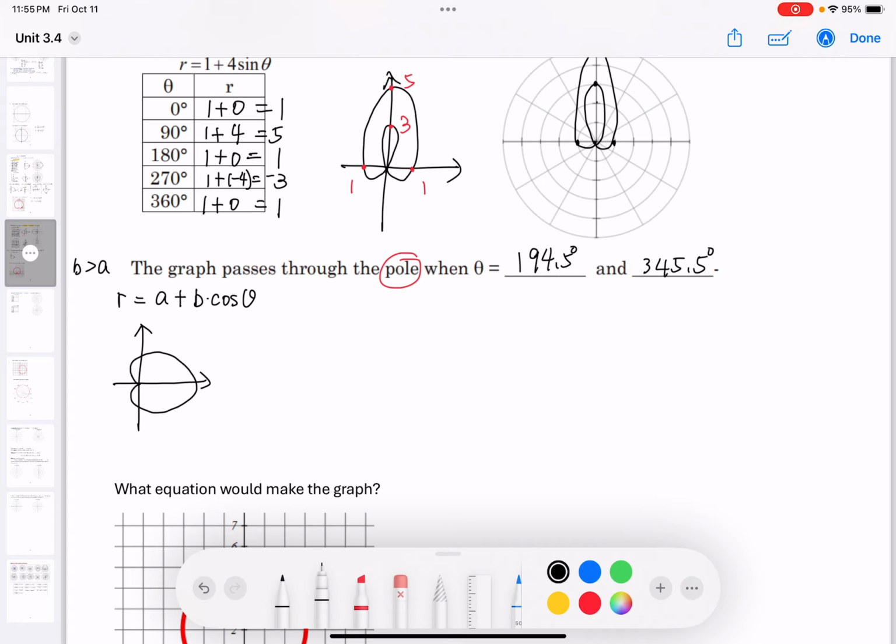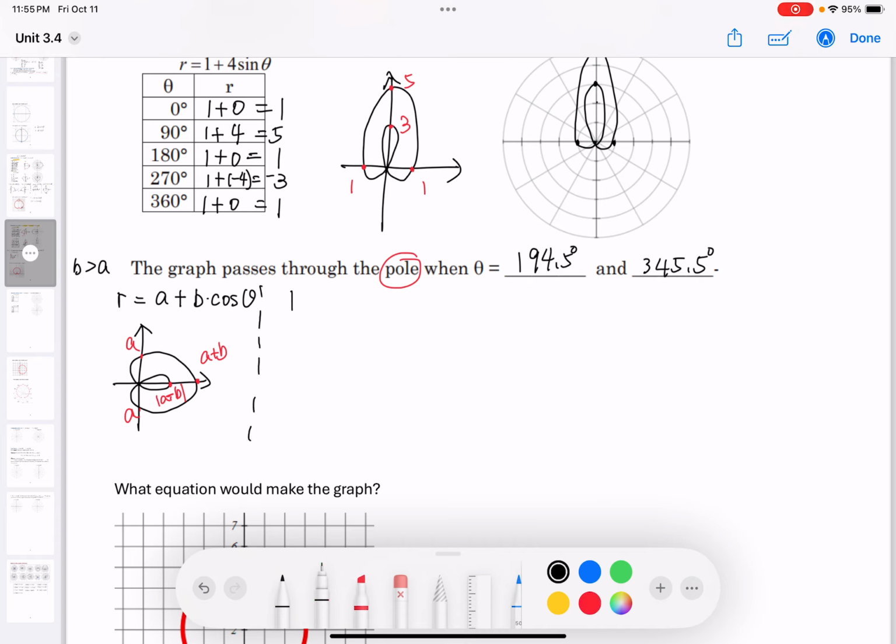And second, I need to decide, we have an inner loop because b is greater than a. So this point is a, this point is a. And the inner loop here is the absolute value of a minus b, so the difference between a and b. And this point is a plus b.